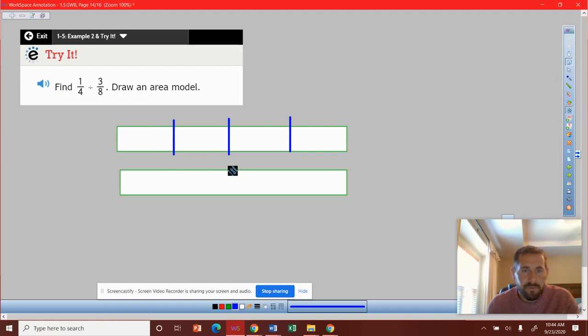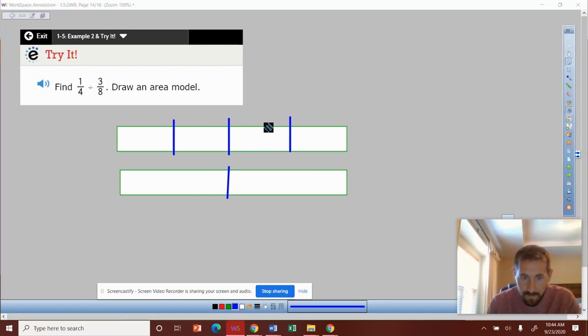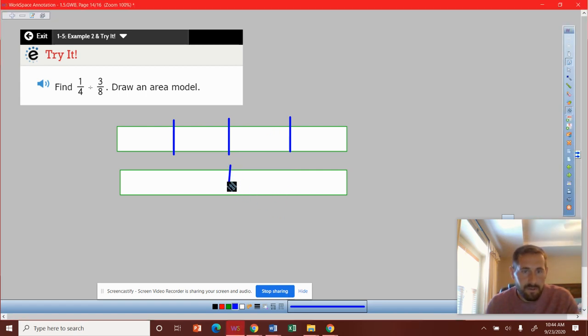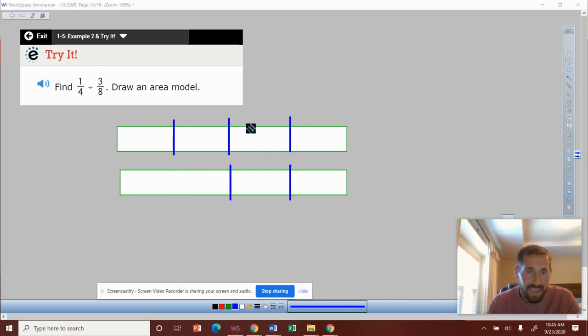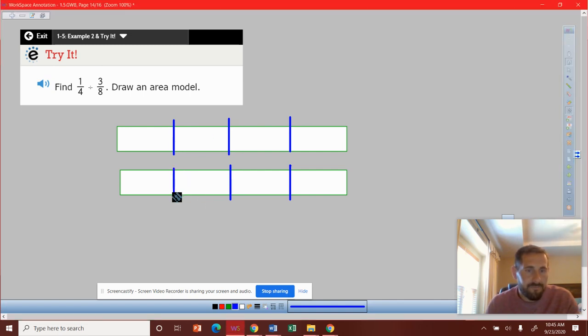And you can see I've got fourths there. So I can extend those down. Oh, that wasn't ideal. Okay, so I'll extend those down. And I've got fourths. With this one, I'm trying to create eighths. So once I have my fourths, I can divide each of those in half. I know that last line wasn't perfect, but I can divide each of those in half, and I'll have 8 sections.